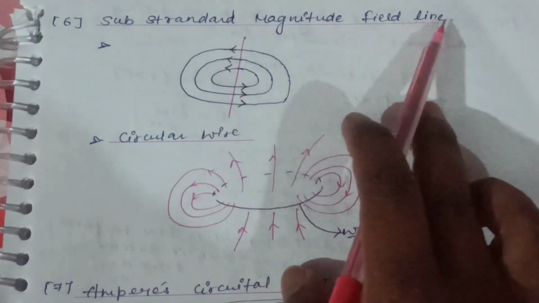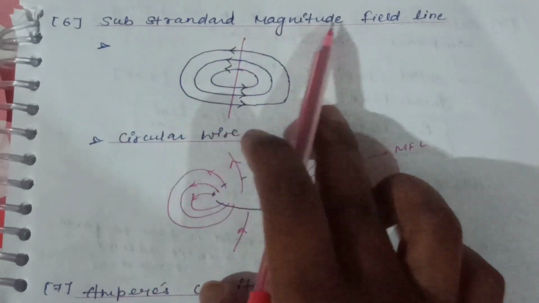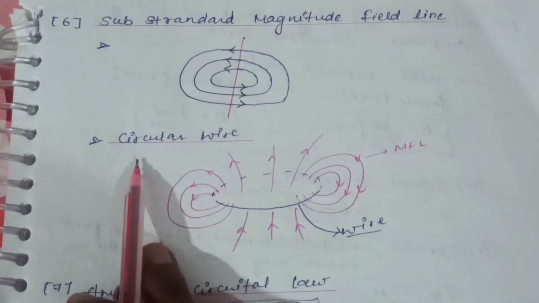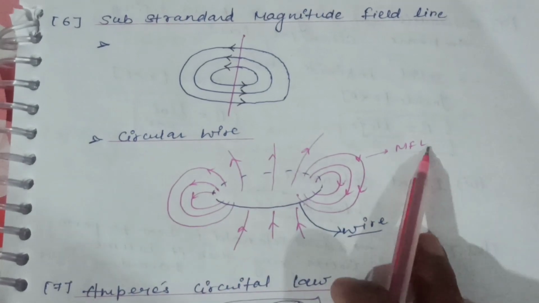Solenoid magnetic field lines. Circular wire magnetic field lines.